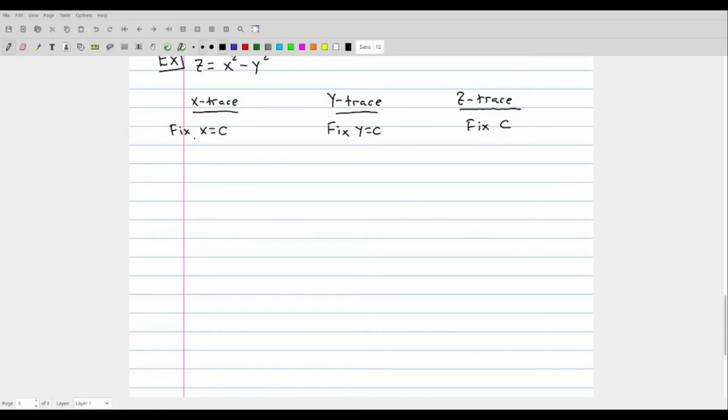And when we fix values of x, we get the relationship z is equal to c squared minus y squared. When we fix values of y, we get the equation z is equal to x squared minus c squared. And when we fix values of z, we get c is equal to x squared minus y squared.